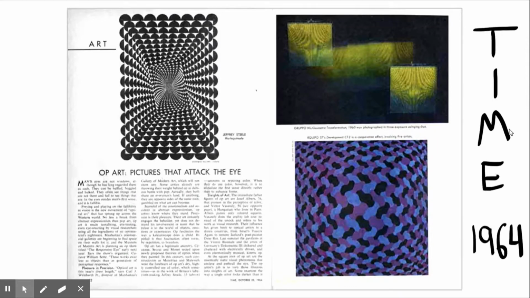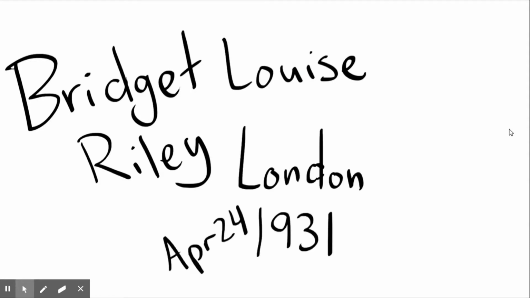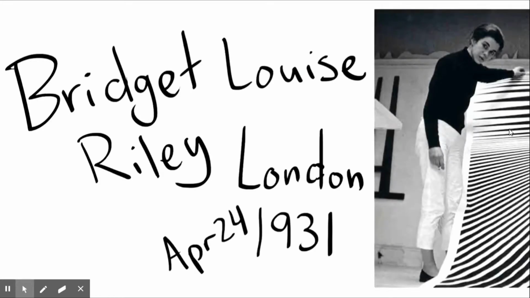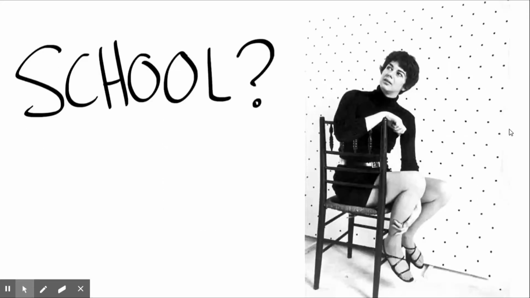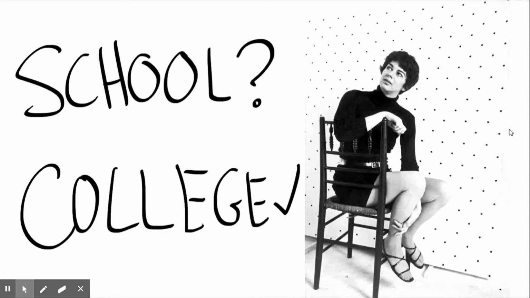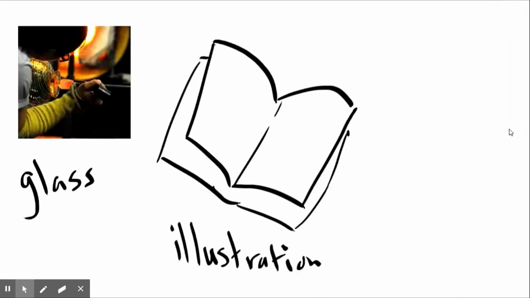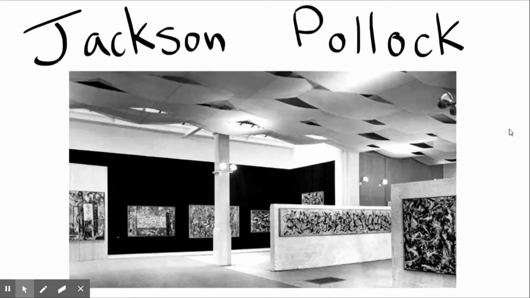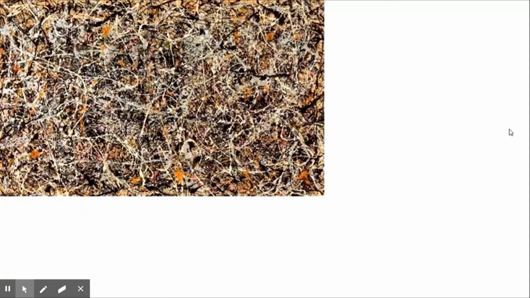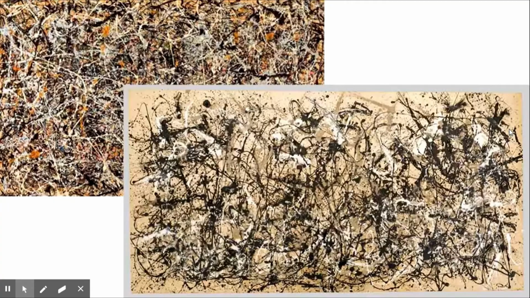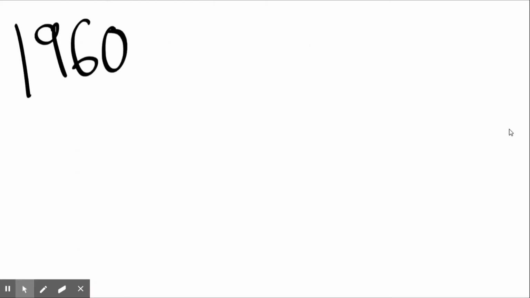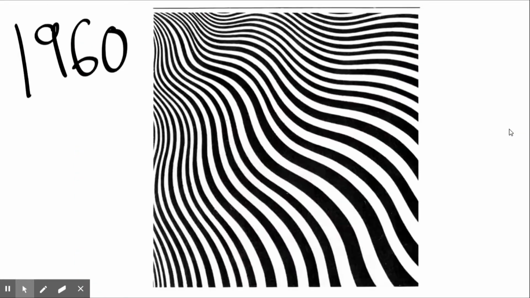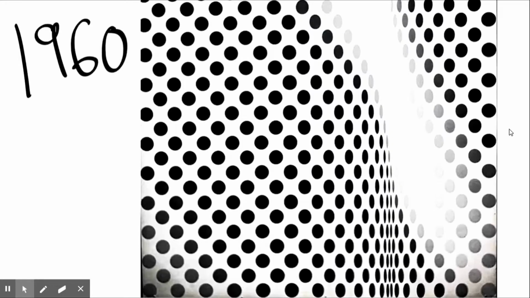The first op artist I want to talk about is Bridget Riley, who was born in London in 1931. Her father was a printer who owned his own business. She didn't have much schooling until attending college, and as an adult she worked in a glassware shop, as an illustrator, and as an art teacher. In 1958 she saw the work of Jackson Pollock and was inspired. She was also inspired by the scientific dot style of Georges Seurat. Around 1960, she began her signature op art style. Some of her best known op art is black and white, geometric lines and shapes that create the illusion of movement.